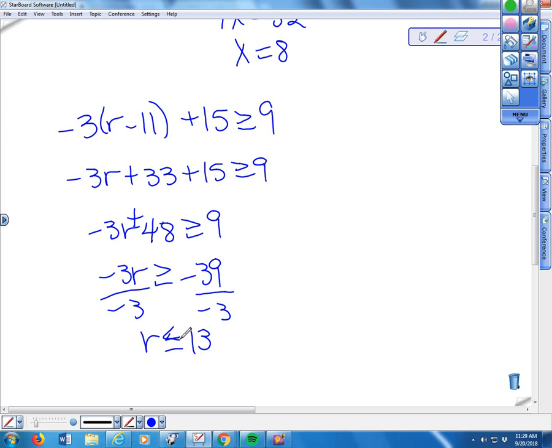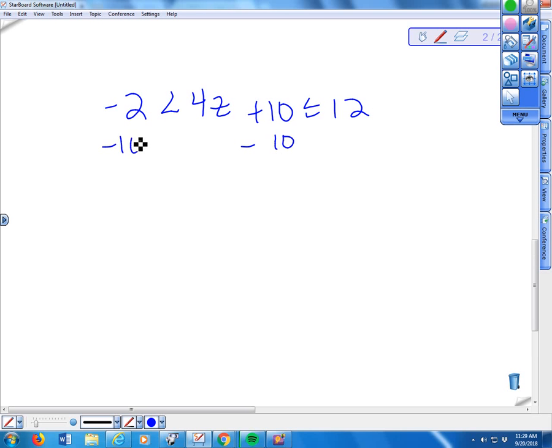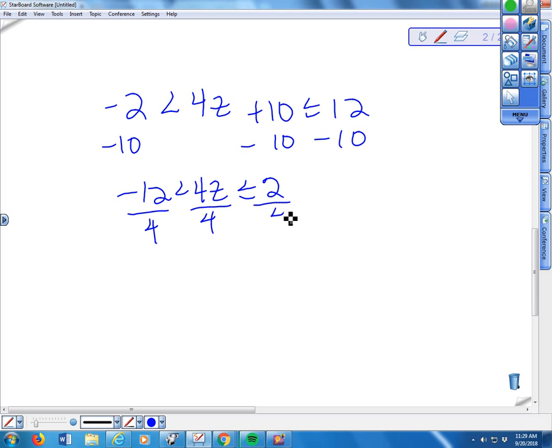Okay, now I'm on to number 14. Negative 2 less than 4z plus 10 less than or equal to 12. So I'm going to subtract 10, and I get negative 12 less than 4z less than or equal to 2. Then divide by 4. Negative 3 less than z less than or equal to 1/2. So that one is letter C.